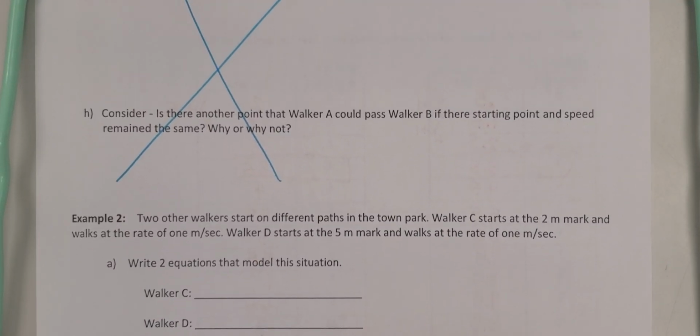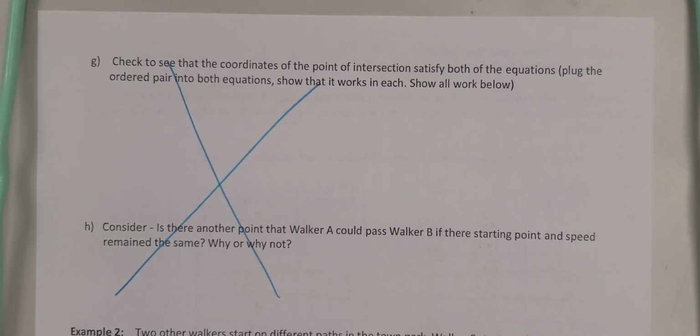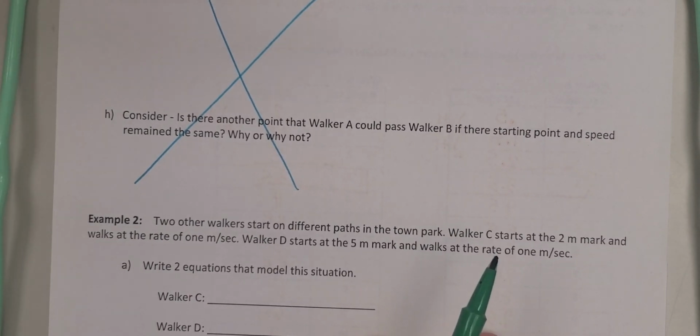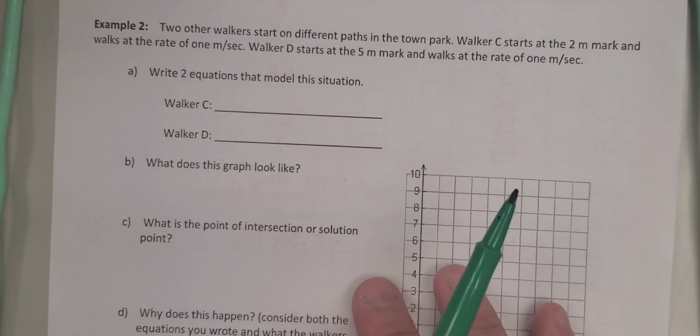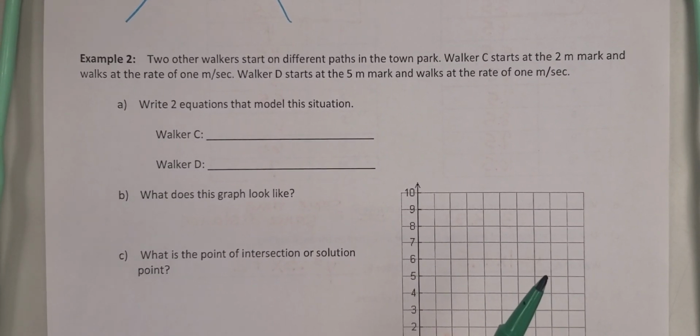So now we're on the back side of the paper. I crossed off G and H because I really just want to focus on those graphs and the relationship between them. So we're going to talk about example 2 now, okay? Two other walkers start on different paths in the town park.